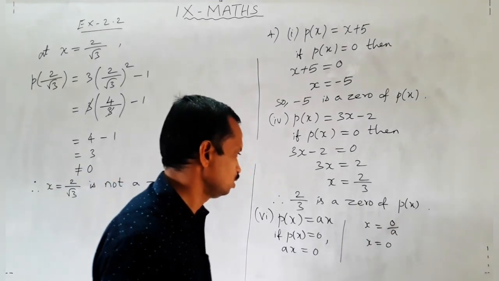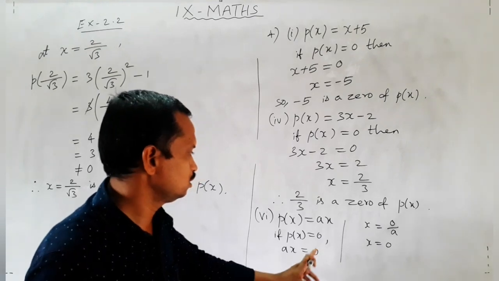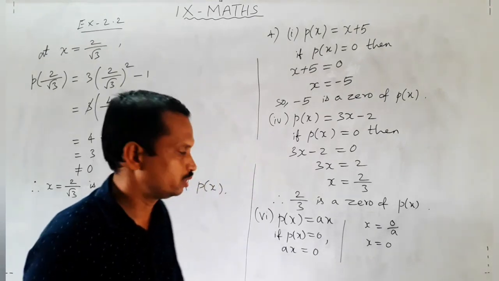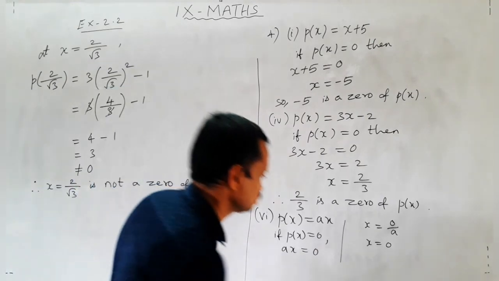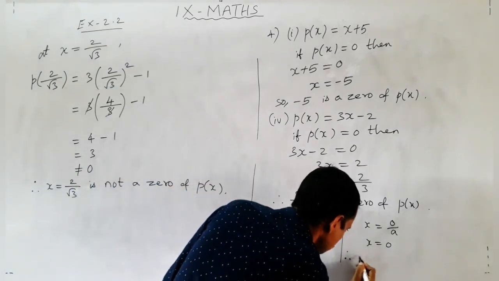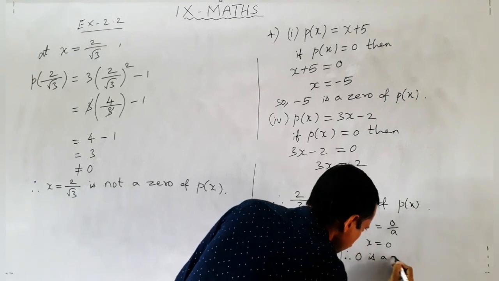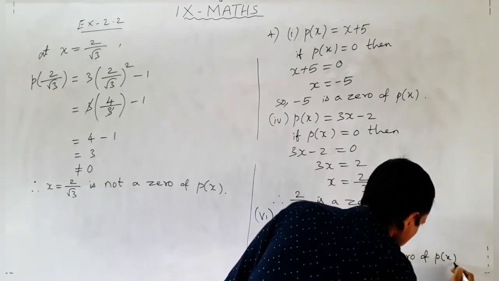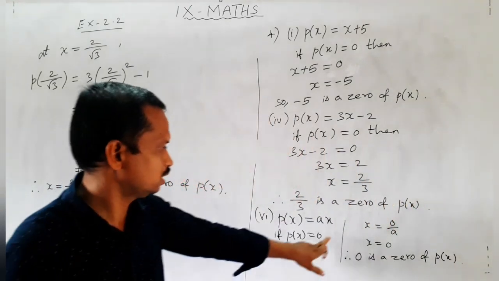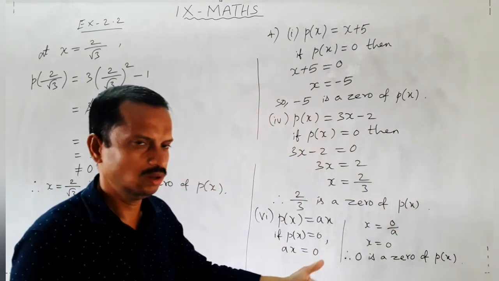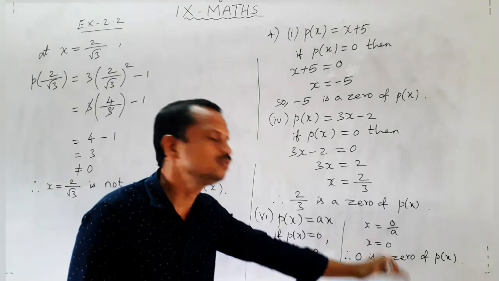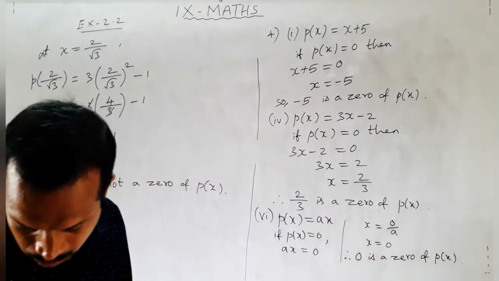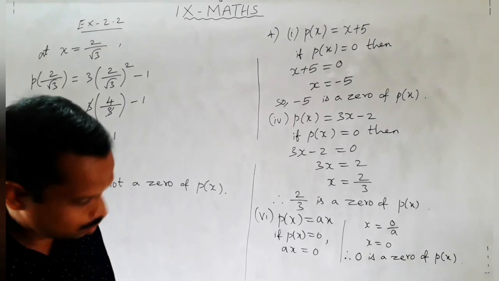So therefore, what can we say? Here x equal to 0, we have got it. So 0 is the zero of p of x. Therefore, 0 is a zero of p of x. When we put 0 here for x, a into 0 becomes 0. So this is the way of finding the zero of the given polynomial. So the steps I have written. And the last one, option 7.